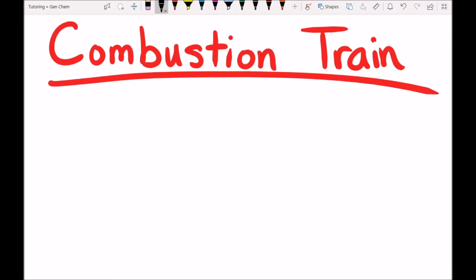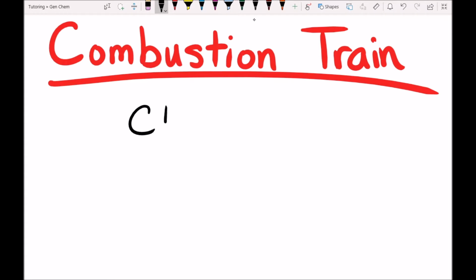In this video, we're going to talk about what a combustion train is and how it can be used to determine the empirical formula of a hydrocarbon. So we can use it to determine the ratio of carbon to hydrogen in a given compound, and if we know the ratio of carbon to hydrogen, then we'll be able to figure out what the empirical formula of the hydrocarbon is. So first, let's look generally at what combustion is.